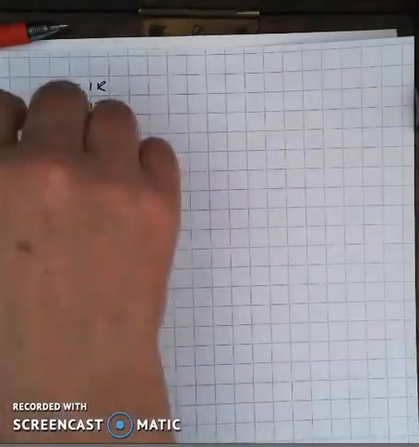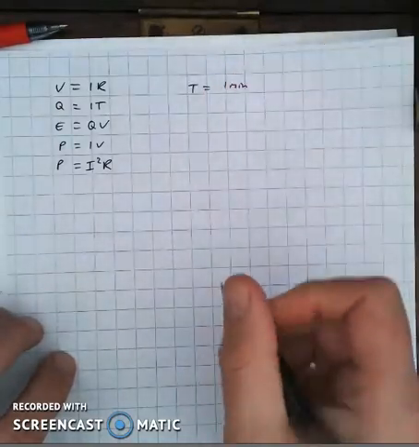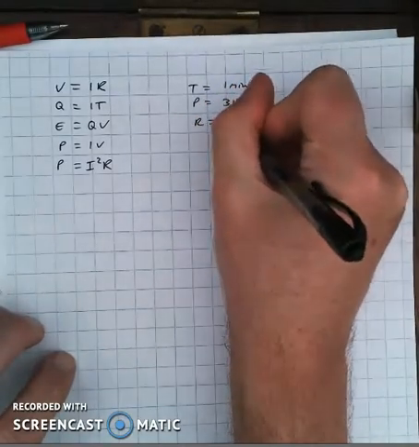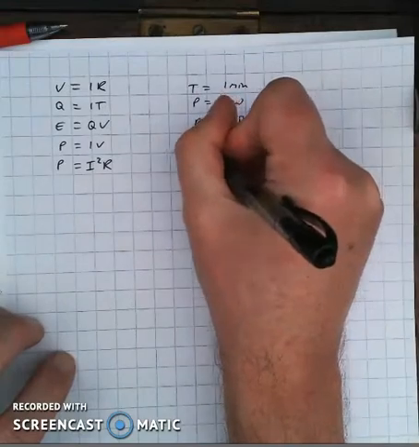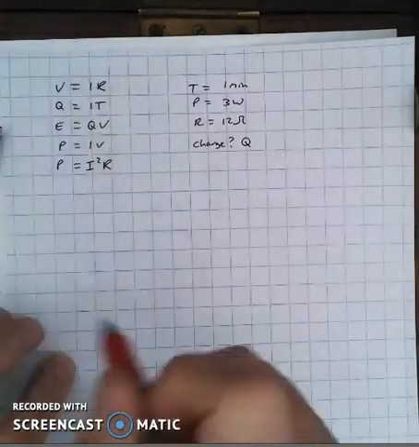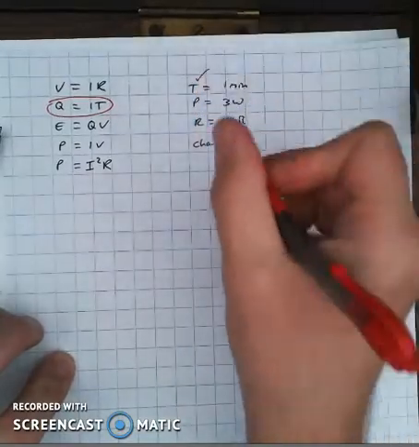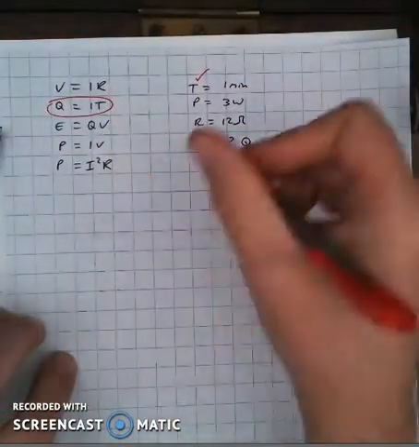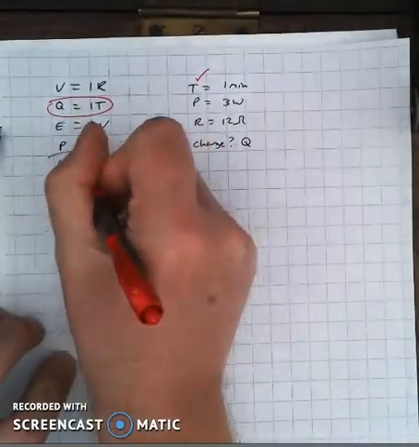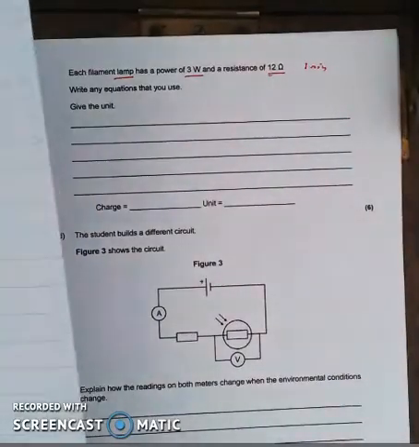Right, what information's in the question? It gives me the time, which is 1 minute. It gives me the power, which is 3 watts. It gives me the resistance, which is 12 ohms. And it's after the charge, which is Q. So what equations do I need? Well, to find out charge, the only one I've got is Q is IT, and I've got T, so I need to find out what I is. What else have I got? Well, I've got P and I've got R. So P and R are there, and that gives me I, which I can use. So I'm going to use those 2 equations there. Right, so that's my starting point, those 2 equations.